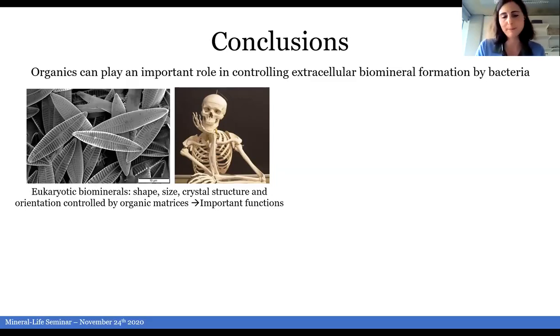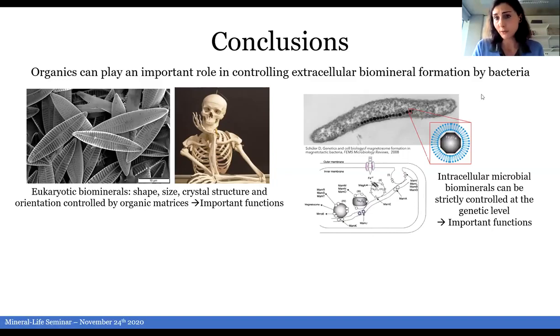to develop all these controls to produce these minerals with these very controlled properties. And we also know, of course, about controlled biomineralization by bacteria. For example, we know that magnetotactic bacteria produce intracellular magnetite minerals in a very tightly controlled way that involves many genetic machineries and very strong control, and there is an associated function for these biominerals, which in this case is sensing the magnetic field of the Earth. However, these tightly controlled biomineralization processes in bacteria are usually intracellular.